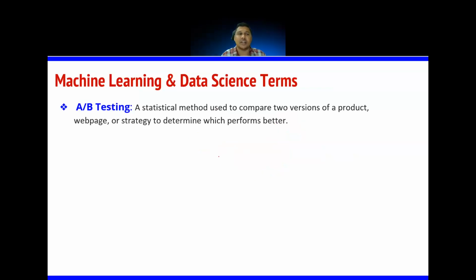Or it's a generic testing technique. Even in software engineering, we have this A/B testing technique. That's what we are saying. Compare two versions of a product, a web page, or a strategy. It's a general definition, but it is used in machine learning as well to compare two different ML models.